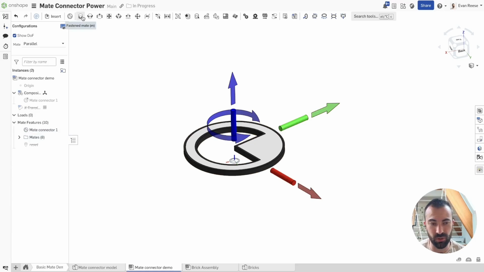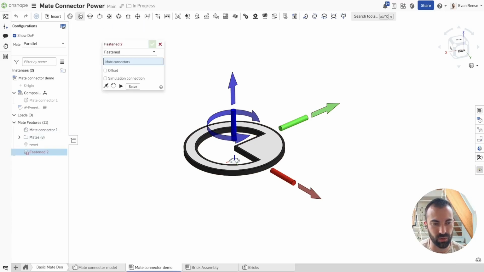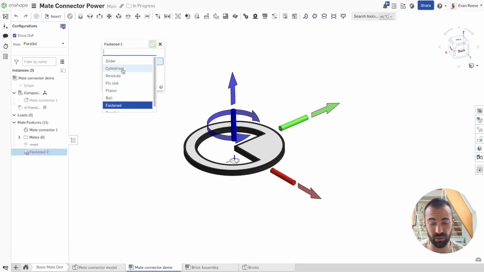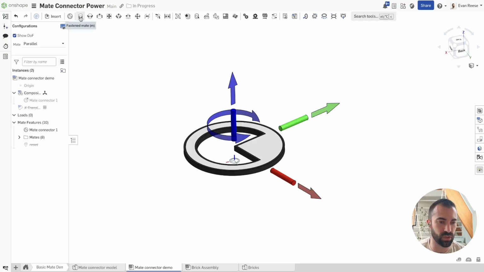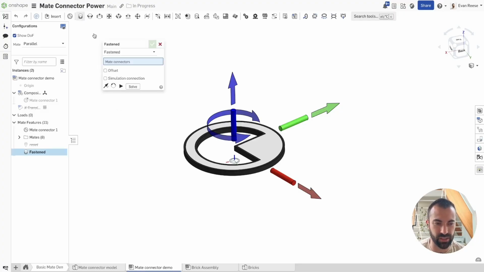Oh, by the way, I don't know if you noticed this. All of these have the same hotkey, M. And if you think about it, actually, they are all the same exact feature. Clicking the icon just tells you which one of these from the dropdown you have, which is nice if you need to convert, for example, a fastened mate to a Revolute mate later on.